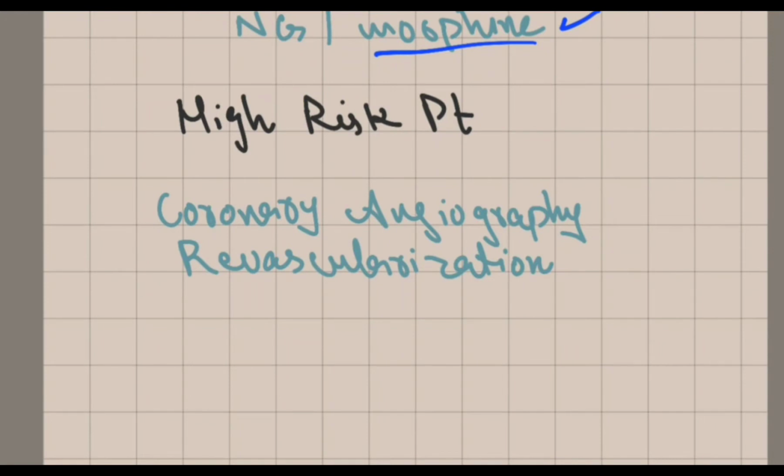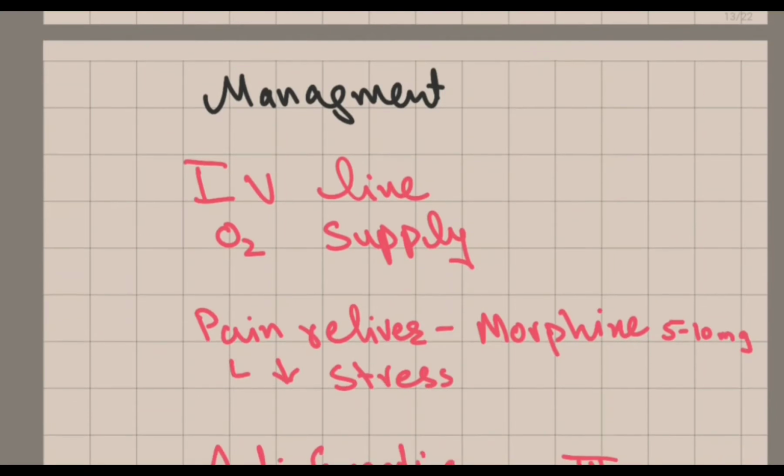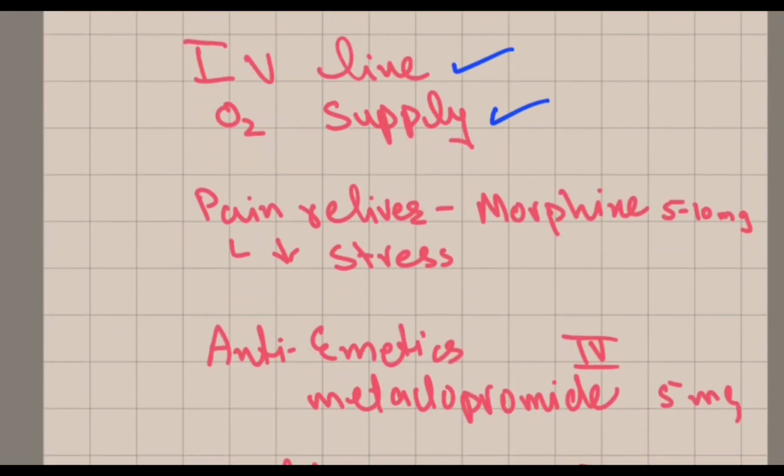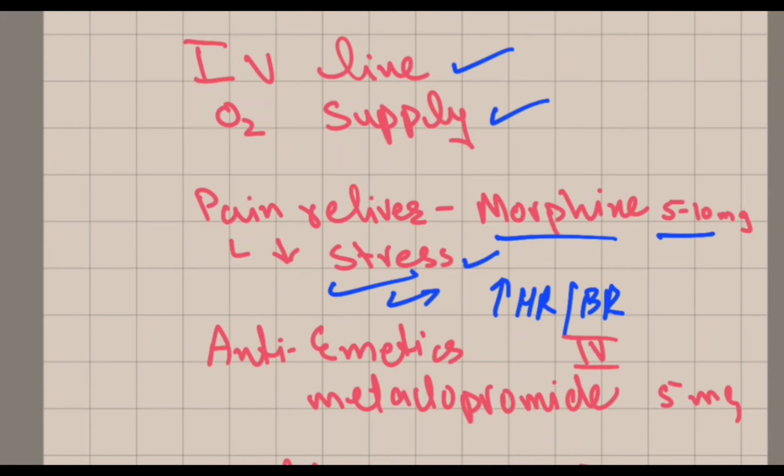In high-risk patients, we will do the coronary angiography or revascularization. These are mostly patients which have very bad cardiac activity or which have previous episodes of unstable angina or MI. So in the management, first we will place the IV line and then we will give oxygen supplementation to cope with the ischemia. Then a potent pain reliever such as morphine is given, 5 to 10 mg, to decrease the stress. Because if the patient remains in stress, it will increase his heart rate or blood pressure, which is not good for the patient.